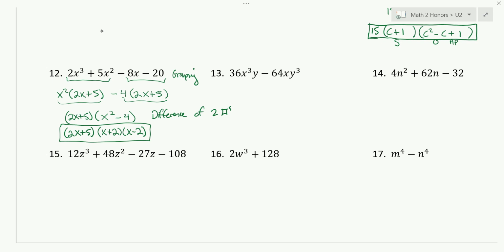I taught it last chapter. Yeah, but you're catching it right now. That's good. Okay, so I'm going to factor a 3 out. And when I do, I'm left with a 4z to the third plus, what's 48 divided by 3? 16. z squared minus 9z minus, how many times does 3 go into 136?